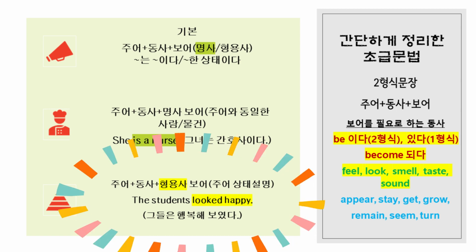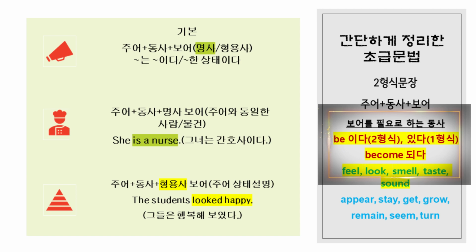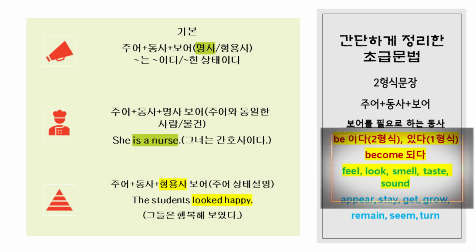Now, let's look at the note on the right side of the page. In pattern 2 sentences, you can't always translate word for word from English to Korean. It's crucial to understand which verbs require complements and how they translate into Korean. I've categorized these verbs into 3 groups. The first one in red consists of be and become. The second group in green describes sensory perceptions and appearances.